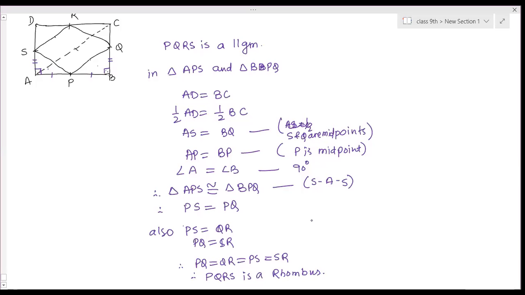So first prove it is a parallelogram, then only do this part. Proving has to be done. You cannot directly write PQRS is a parallelogram. So first prove PQRS is a parallelogram and then continue this. Clear? Yes, ma'am.